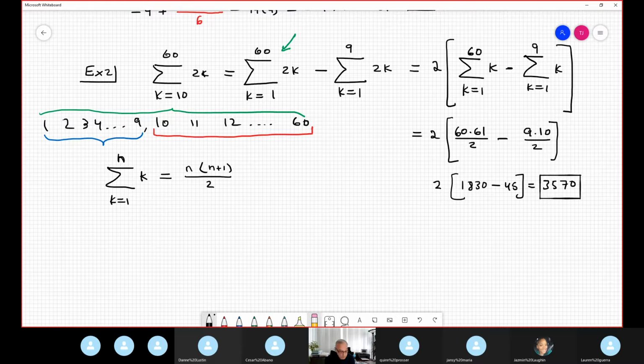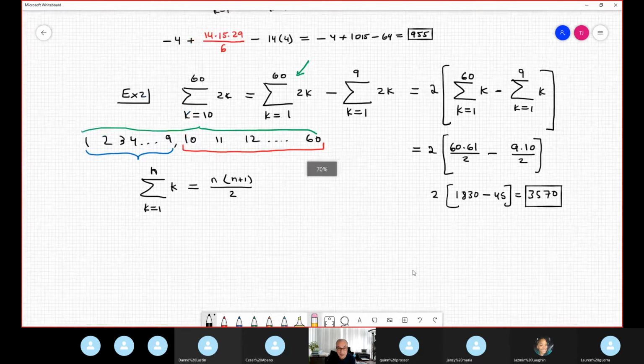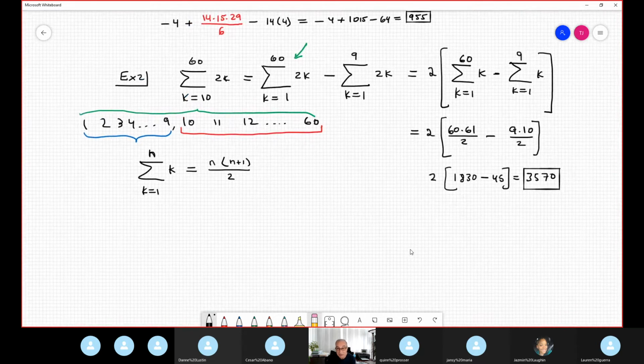Do you understand the procedure? Do you understand the idea? My formula is a super fantastic way to compute the summation. However, what is the only disadvantage? One of the only disadvantages is that it starts at 1. See, my summation does not start at 1. In this case, it starts at 10.